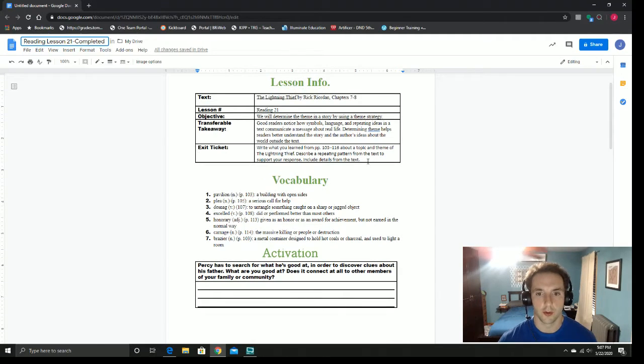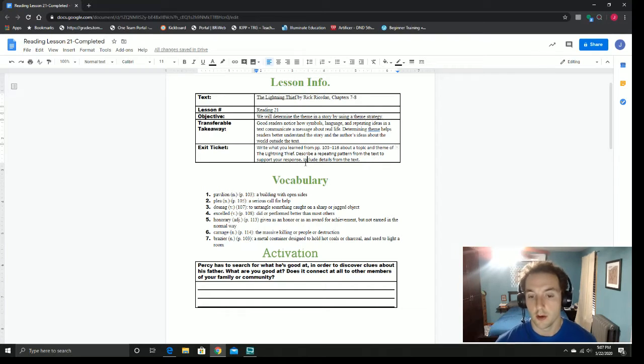And so we are going to write what we learned from these pages 103 to 116. Those are the regular book. It's pages 108 to 121 on the electronic book, about a topic and theme of The Lightning Thief, and describe a repeating pattern from the text to support your response. And as always, include details from the text. So make sure that we have information from the text to prove it.